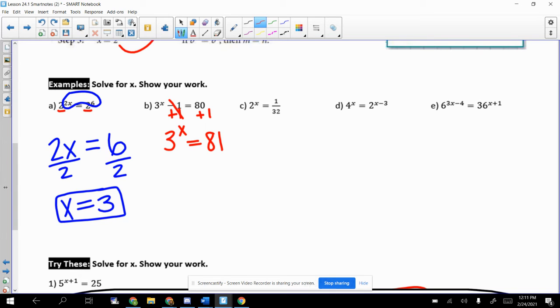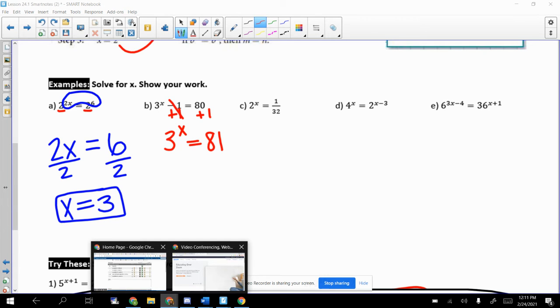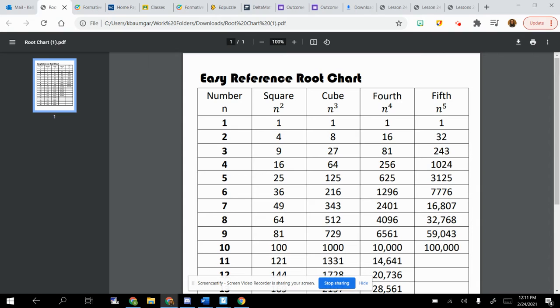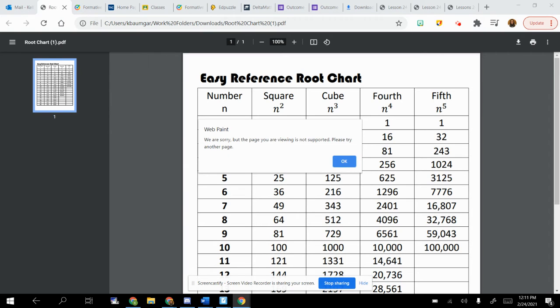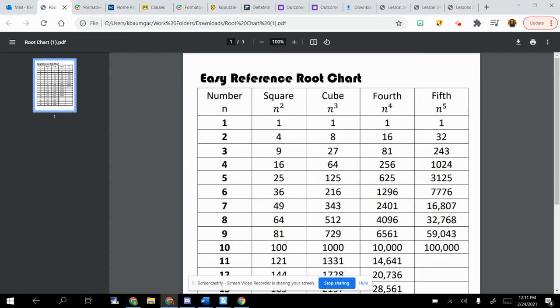Now, these are not the same base at all. So what I would do here is take a look, if you can't see it already, at your root chart and see, can I get 81 to somehow have the same base as 3? So then what you could do is look at this row here for number 3, and you see 3 squared is 9, 3 cubed is 27, and 3 to the 4th is 81. So writing 3 to the 4th is equivalent to saying 81.